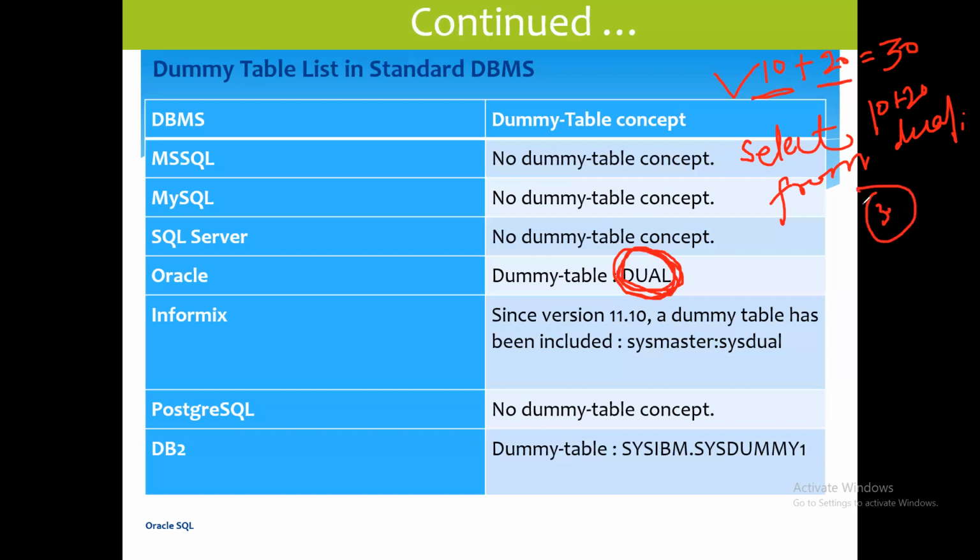But if we are using some database where the dummy table concept is not there, then what to do? How to do it? Don't write the from part. If you don't write the from part and execute, then in that database where the dummy concept is not there, it will automatically understand that you are using the dummy concept. So it will display that. Now we can see in two different databases how it is used.